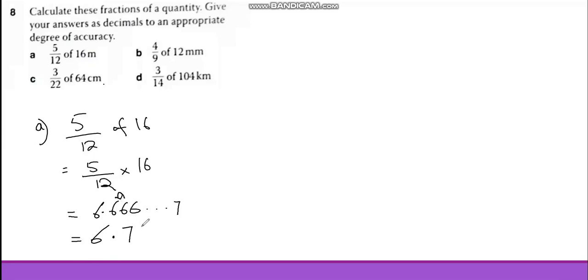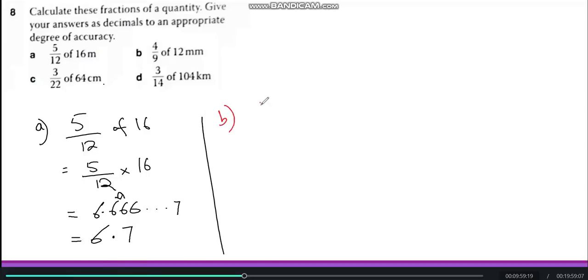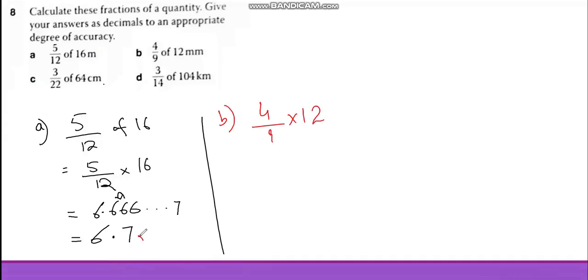means first decimal place. Let's do one more part. In B part, it's 4/9 times 12 millimeters. By the way, we have to write the unit. It is mandatory. Again, here it is 4/9 times 12 millimeters.